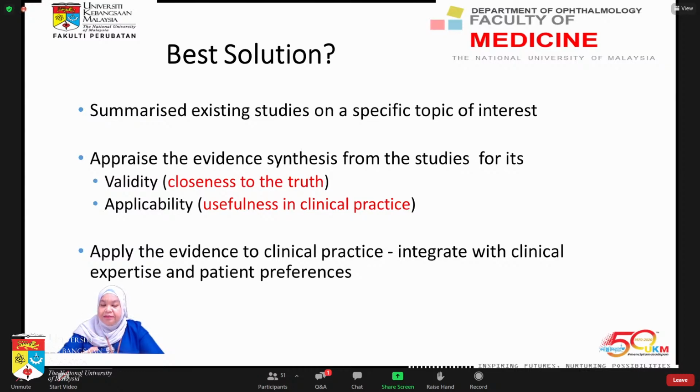This is important because if you have the summary, then you know what is available in the current situation. And then the next best thing is to appraise the evidence from the study. You look at the validity, which is closeness to the truth, and applicability, which is usefulness in clinical practice. And then you apply the evidence to clinical practice, where you look at clinical expertise and patient preference, and then you make the decision.